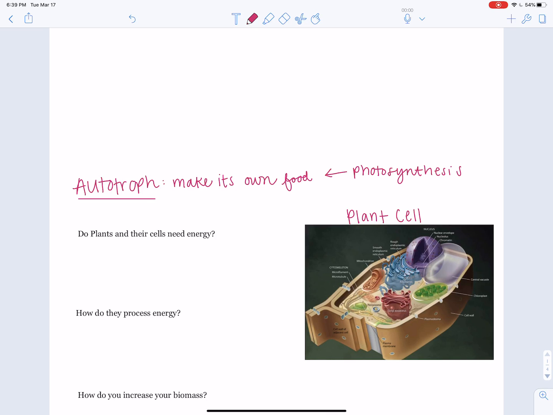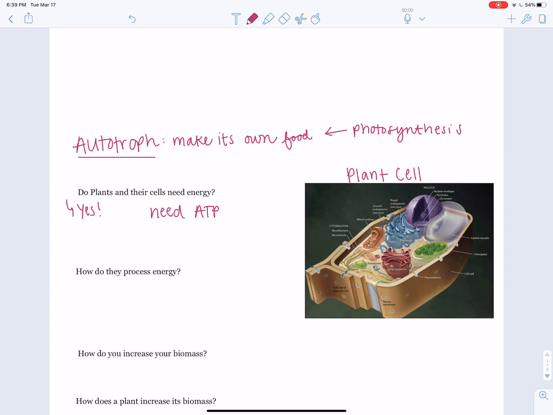And the first question we have is, do plants and their cells need energy? We've talked about this, but yes, they do. They need the specific type of cellular energy that we do. They need ATP, or adenosine triphosphate. And how do they process their energy? Well, they do the same sort of things as you do once they get it. They get it in a different way. They get energy, aka food, through photosynthesis.